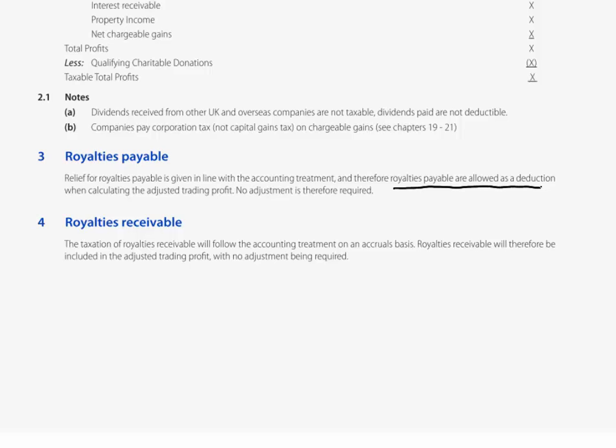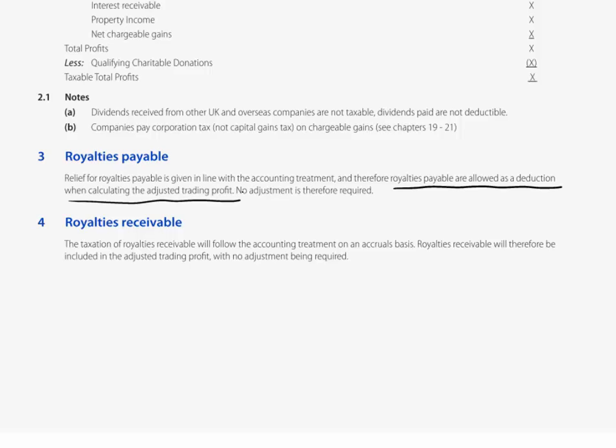So royalties payable will be allowed as a deduction when calculating the adjusted trading profit. So if we see in computing the statement of profit or loss, accounting profit figure, that such royalties payable have been deducted, then that's fine. There is no adjustment of profit. If they gave you an accounting profit before deducting the royalty payable, then you would deduct the royalty payable in deriving your tax adjusted trading profit. So the royalty payable is a normal allowable trading expense and it will be deductible in deriving the tax adjusted trading profit. Royalties receivable. What are we going to do with those?